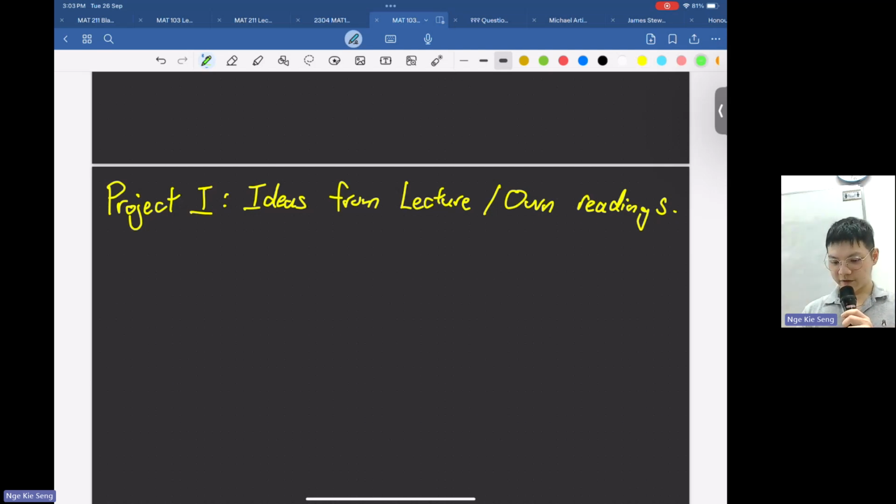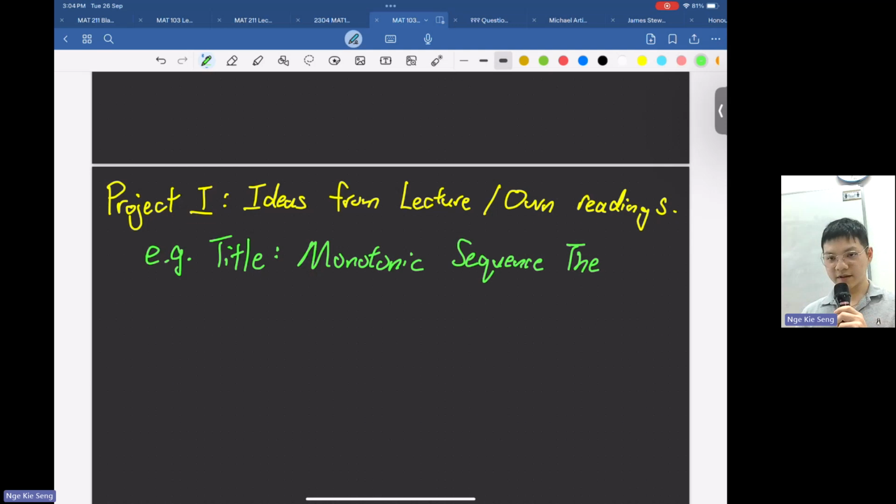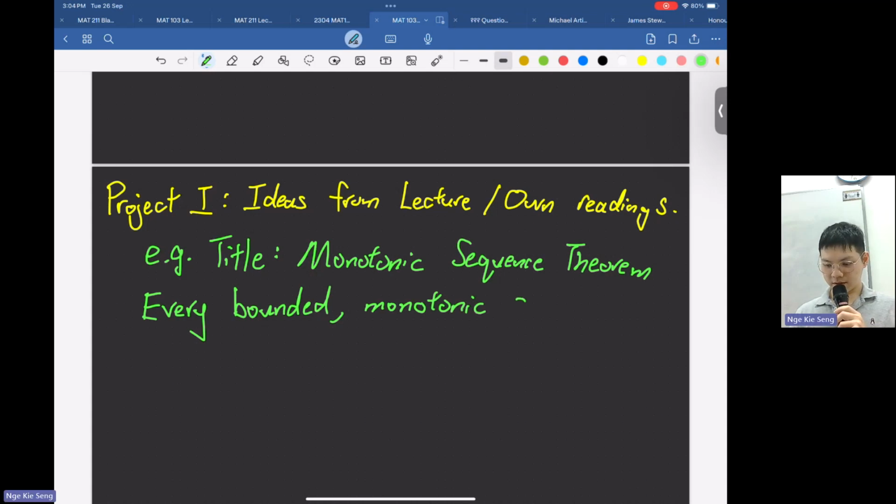For example, you can pick a topic such as the monotonic sequence theorem. What is the monotonic sequence theorem? Can anyone recall? Kingston? Okay, so every bounded monotonic sequence is convergent. We didn't prove why this is true. So you can try and prove in your project why this is true.